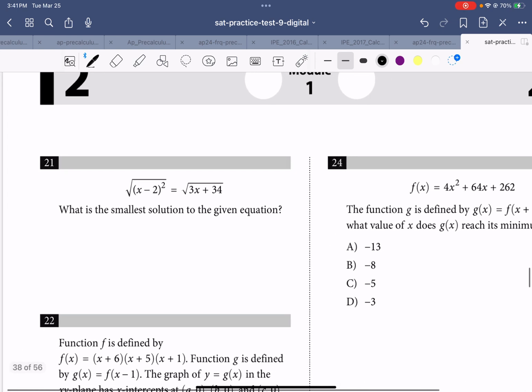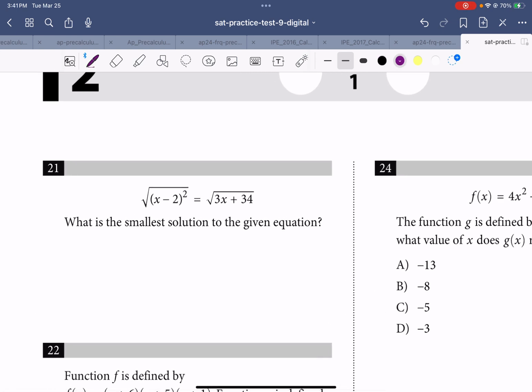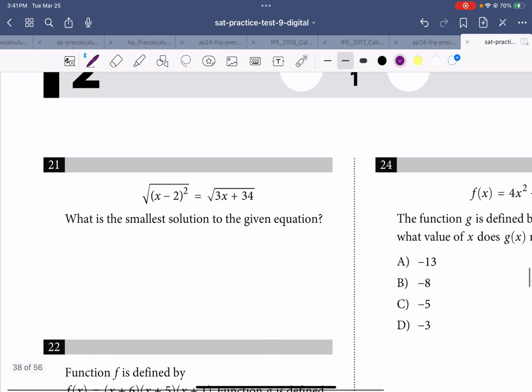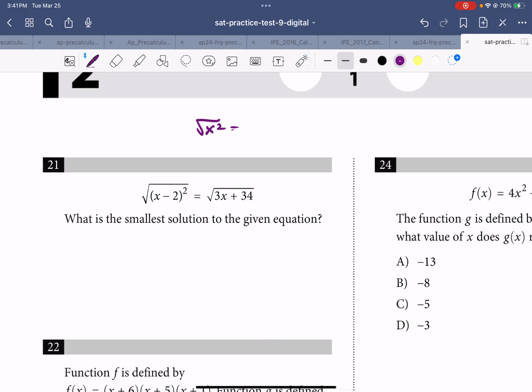Okay, let's move on. Remember, you are allowed to use a graphing calculator, so a lot of times I'm going to use just the calculator for this. Now, number 21, I want you to remember that square root of x squared is the definition of absolute value. Okay, that's equivalent. So the left-hand side, absolute value of x minus 2, equals square root of 3x plus 34. Okay, so you can do it algebraically by squaring both sides, but it takes a long time. So I'd rather use a graphing calculator. So graph this one and graph this one too.